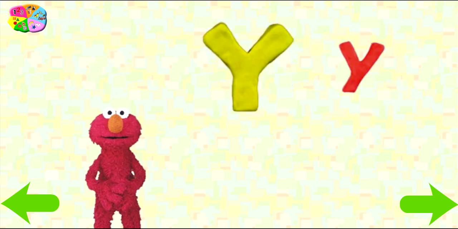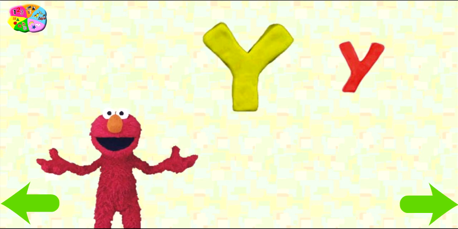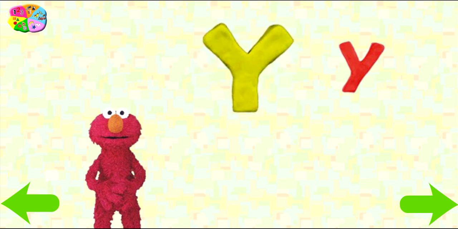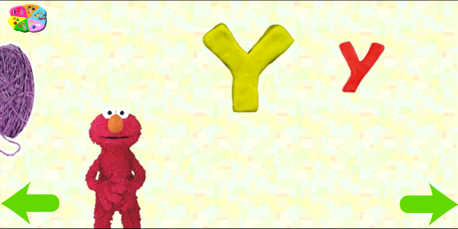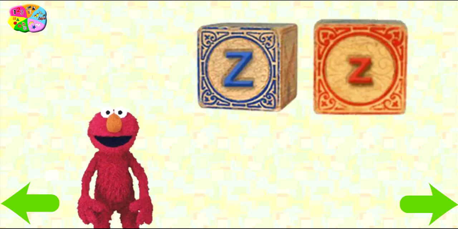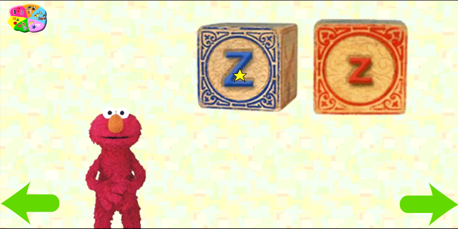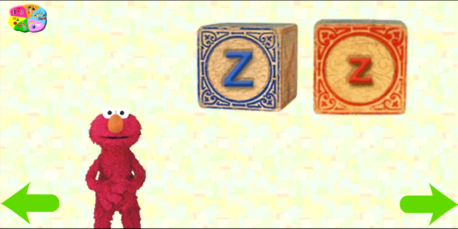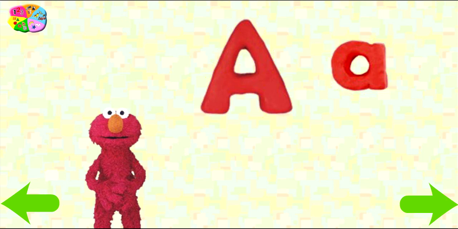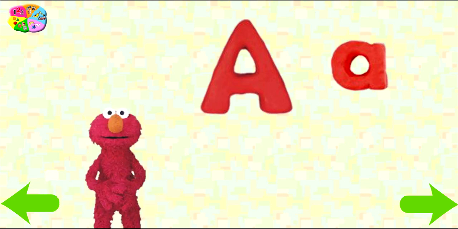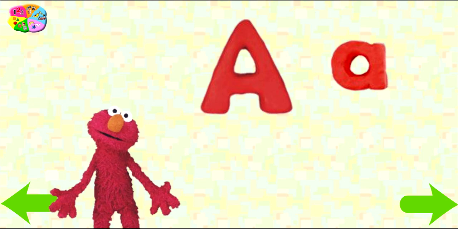X-ray. Y. Elmo wonders what sound that letter makes. Yeah. Y. Yarn. Z. Let's hear the sound that this letter makes. Z. A. What is that? Hold on, don't tell Elmo. Elmo knows. It's the letter A. To hear the sound that the letter A can make, move your star to it.